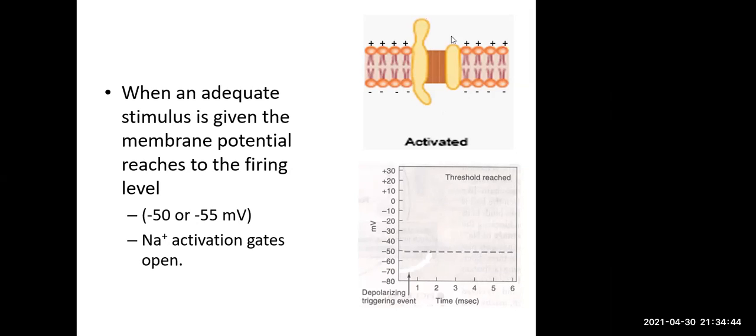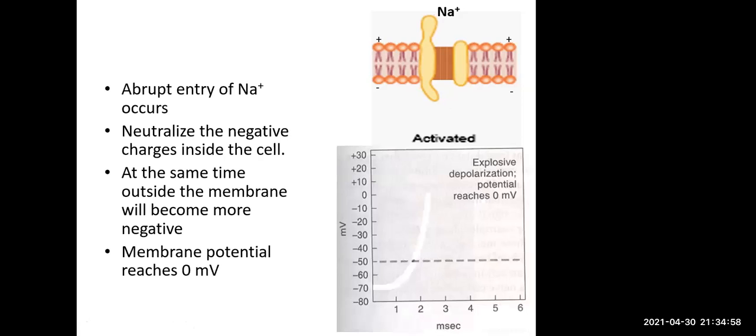What is that opening of the sodium channel? In the diagram above, you can see the opening of the activation gate. If there is opening of the activation gate, what happens? There will be entry of sodium ions. So when you apply the threshold stimulus, the activation gate opens and sodium ions enter. When there is entry of sodium ions, you can see the membrane potential reaches 0 millivolt. The membrane potential has now become 0 millivolt.